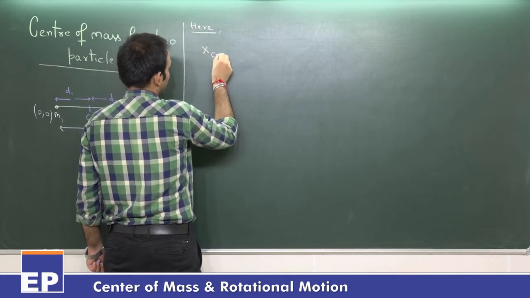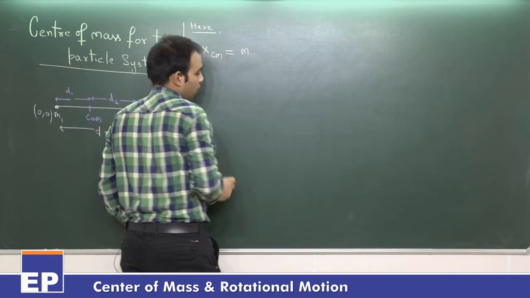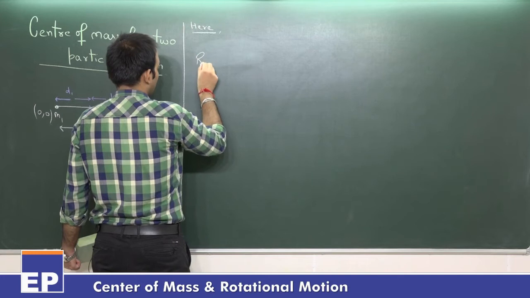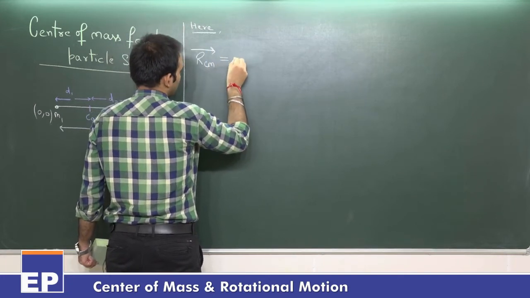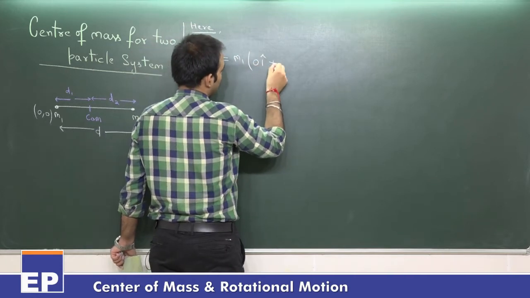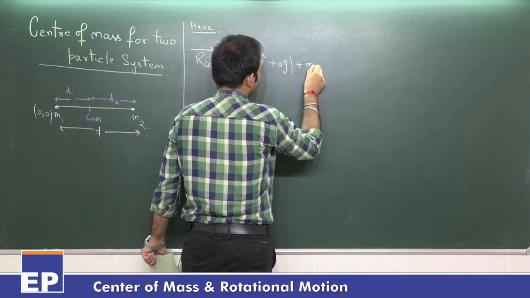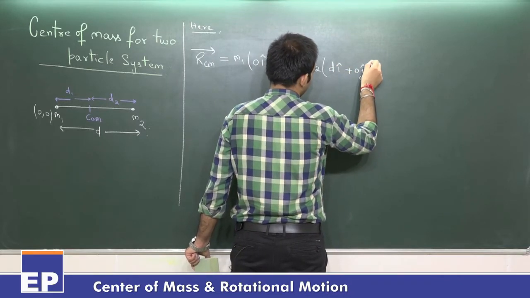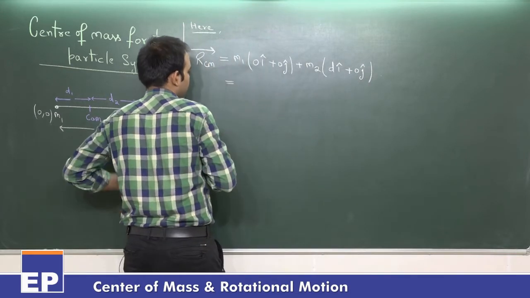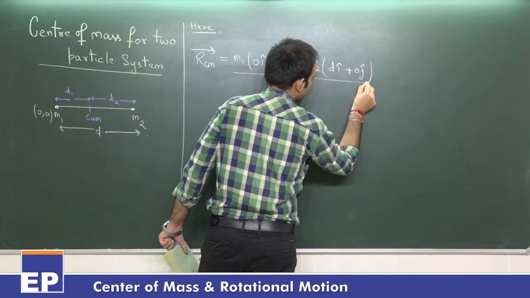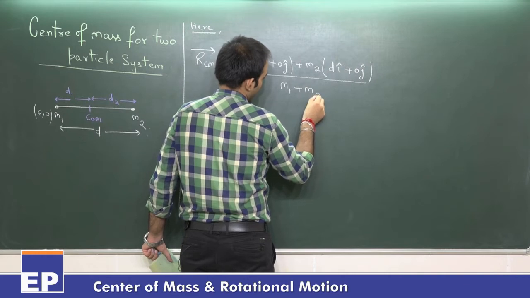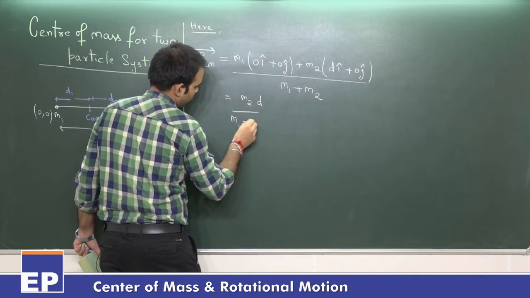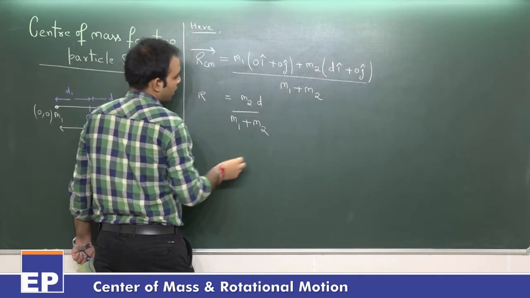What is x axiom? It is M1. Yeah, what is RCM? This is M1 into 0 I cap plus 0 J cap plus M2 into D I cap plus 0 J cap, divided by M1 plus M2. So it will become M2 into D divided by M1 plus M2. This is RCM, I cap.